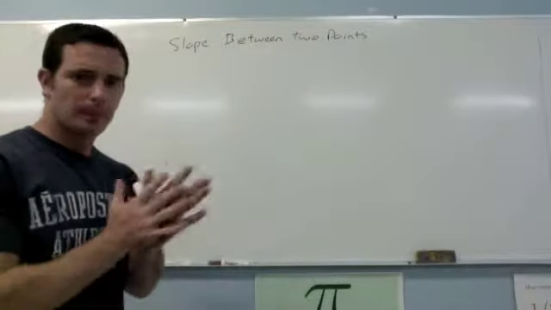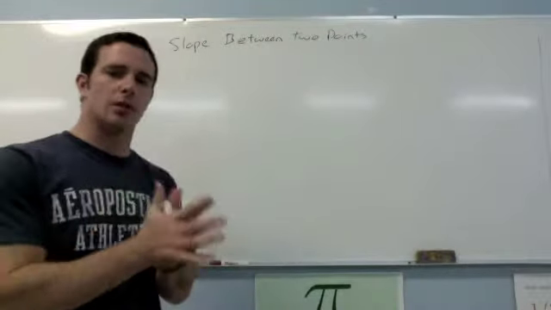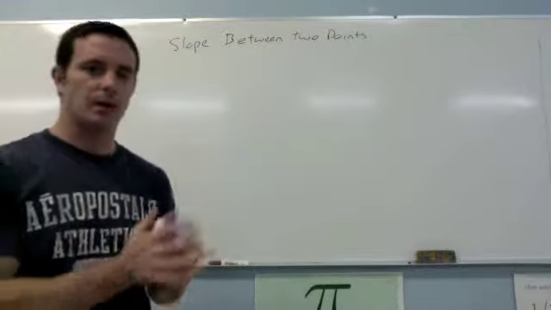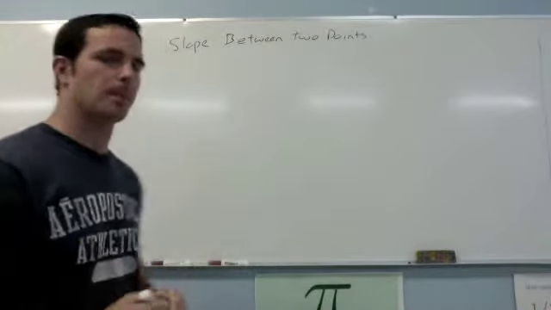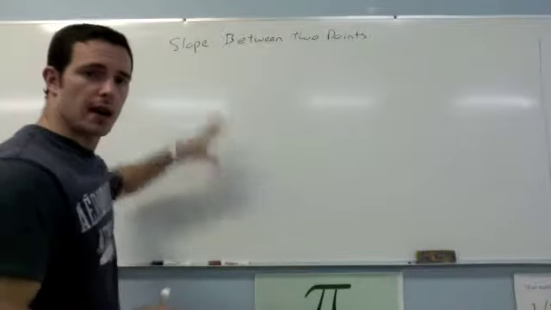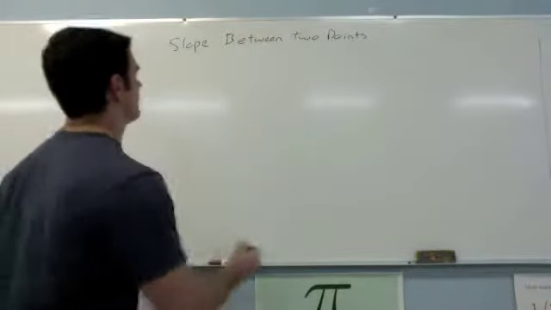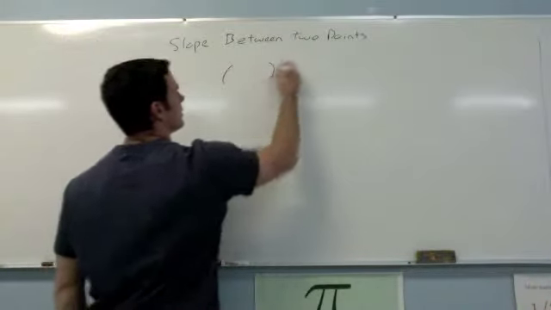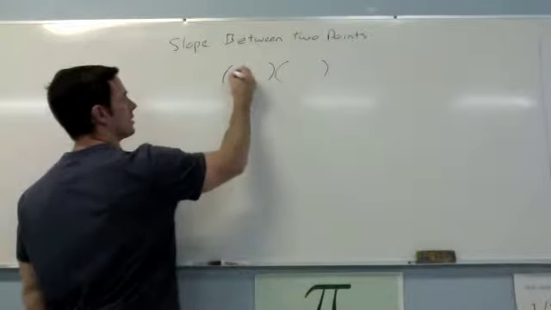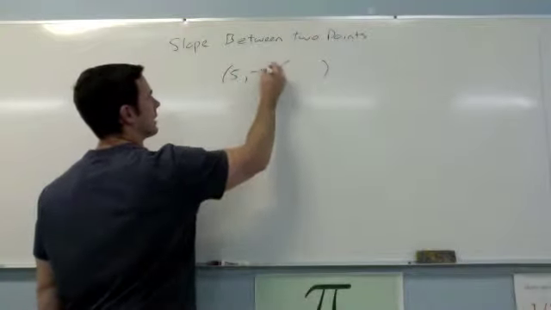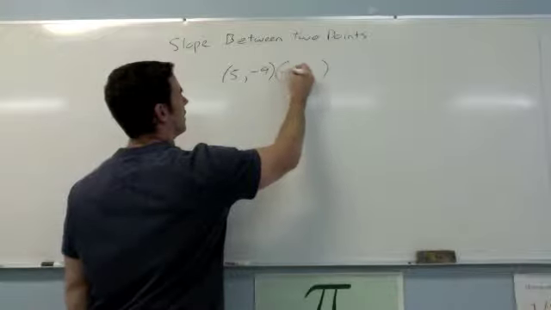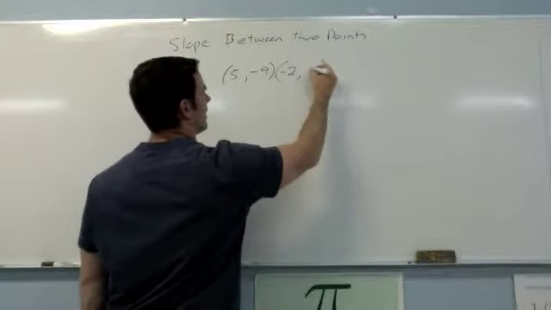Okay. Now we're going to go over slope between 2 points. A lot of you guys have been having some difficulty with this. So, if you have 2 points, let's say I have these 2 points here, (5, -9) and (-2, 12).